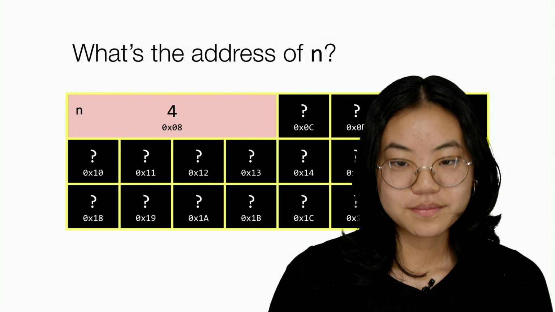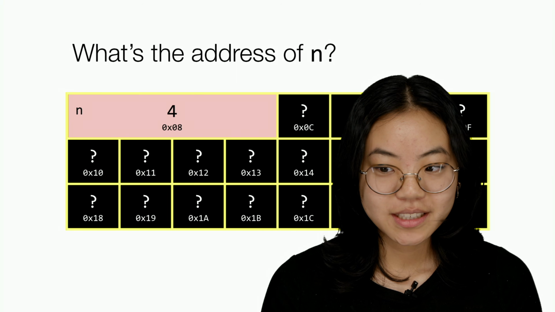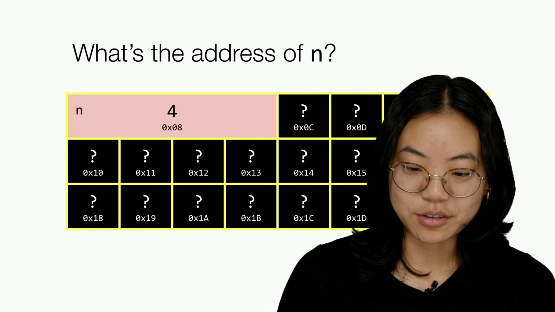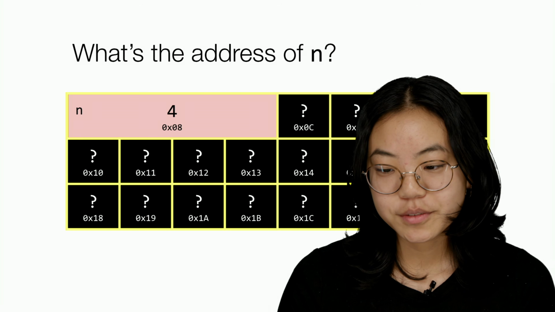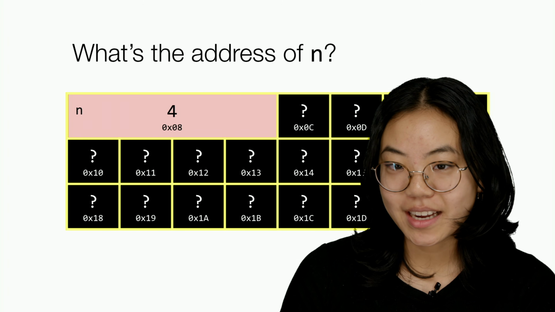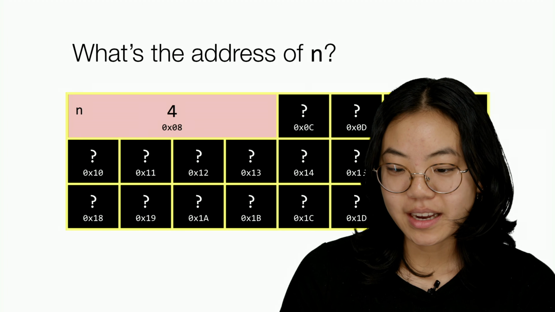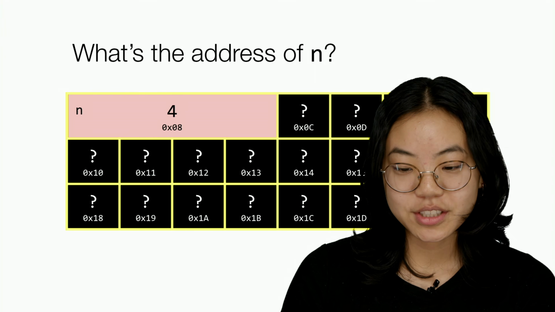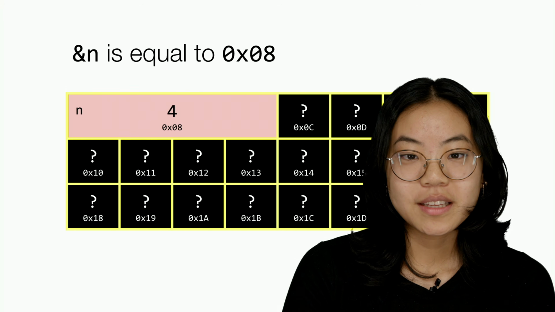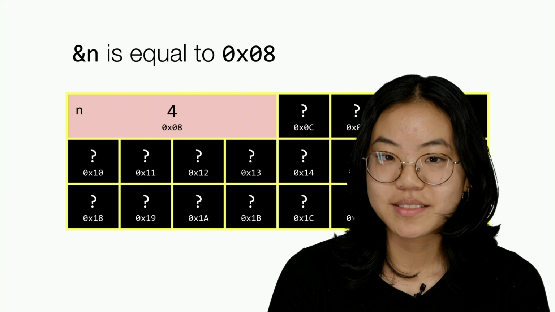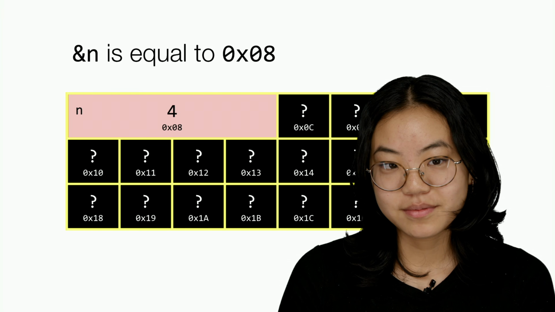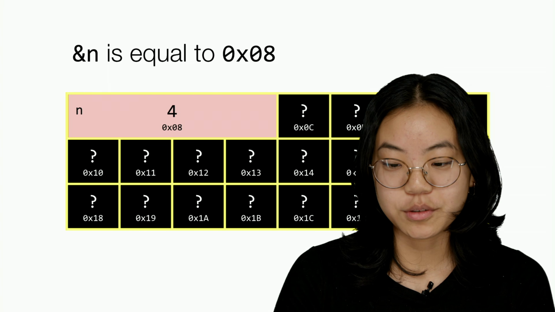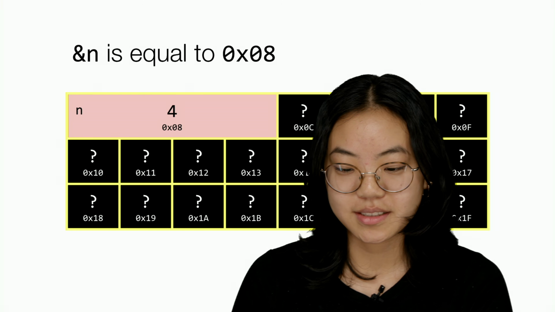And so what is the address of n here? 0x08, as we can see on this diagram. And so we learned some new syntax to represent this, and if I wanted to get this address, we can use this ampersand. So ampersand n means the address of n, and we can see here that that's equal to 0x08.